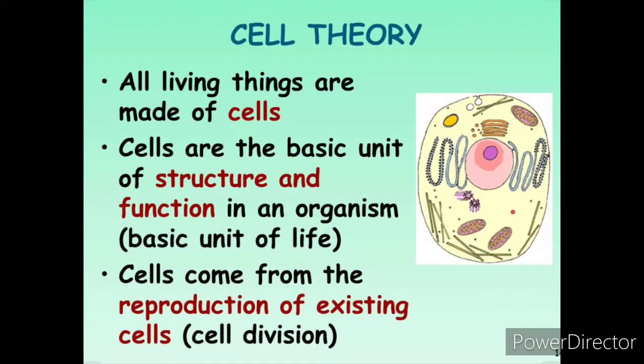So, what does the cell theory say? The cell theory states the following. Number 1, all living things are composed of cells. Number 2, cells are the basic units of structure and function in living things. Number 3, all cells are produced from other cells.